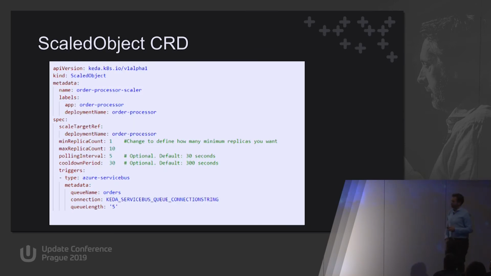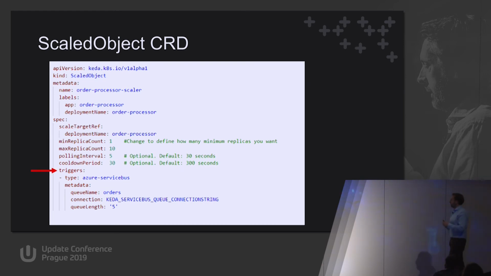So this is an example of the CRD. A CRD is a way of extending functionality in Kubernetes. So they have introduced this type called scaled objects. And there's basically 3 parts here that are important. The first one is the scale target ref, which basically points to the deployment that I want to scale, right?